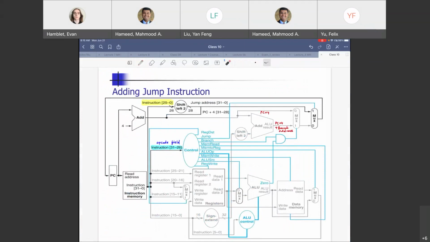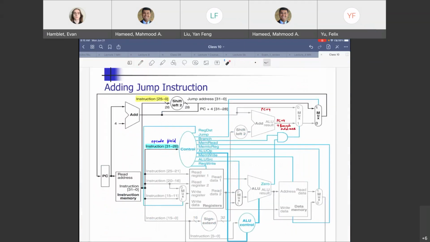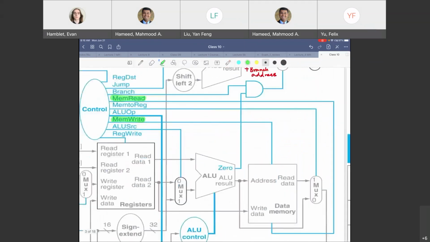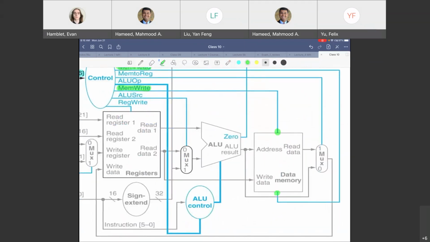All right, let's see. So there was branch. Memory read, memory write. So let's talk about memory read and memory write. This guy here and this guy here, those are for memory accesses. In some cases, you want to write to memory. Some cases, you want to read from memory. Say load word, store word instructions. So those are the two control lines for that.